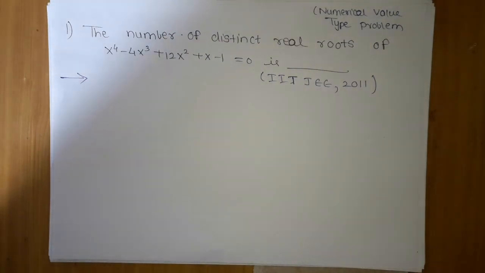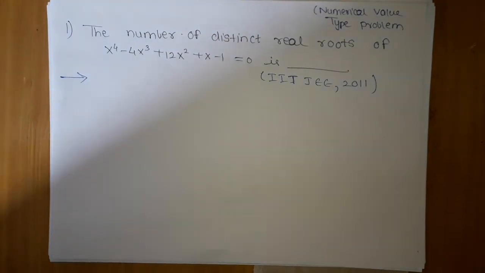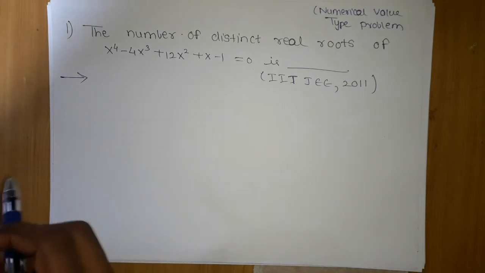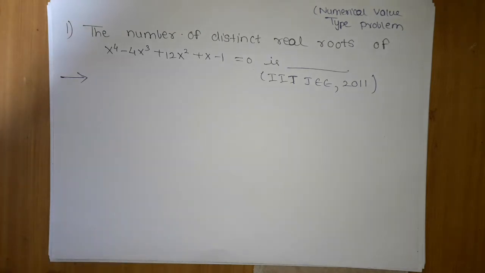Okay, the question says: the number of distinct real roots of x raised to 4 minus 4x cube plus 12x square plus x minus 1 equal to 0. We want to find the number of distinct real roots. To calculate the number of roots possible in any equation, one way is to put f of x and f of minus x and check the possible positive and negative roots.